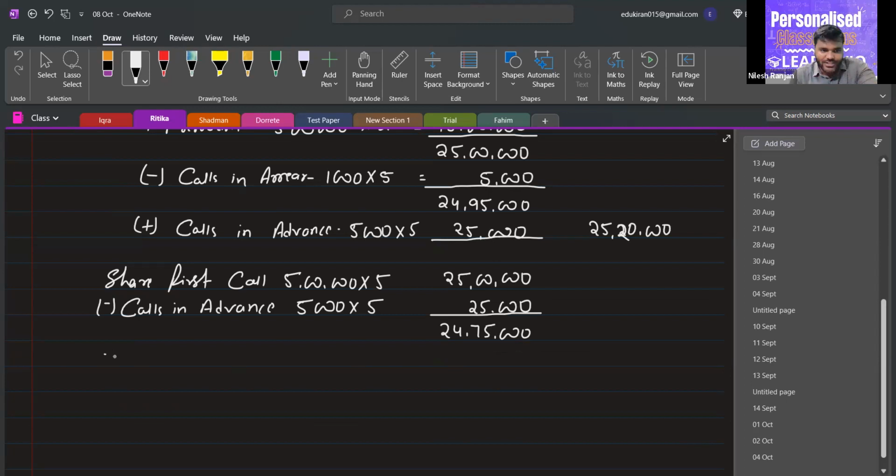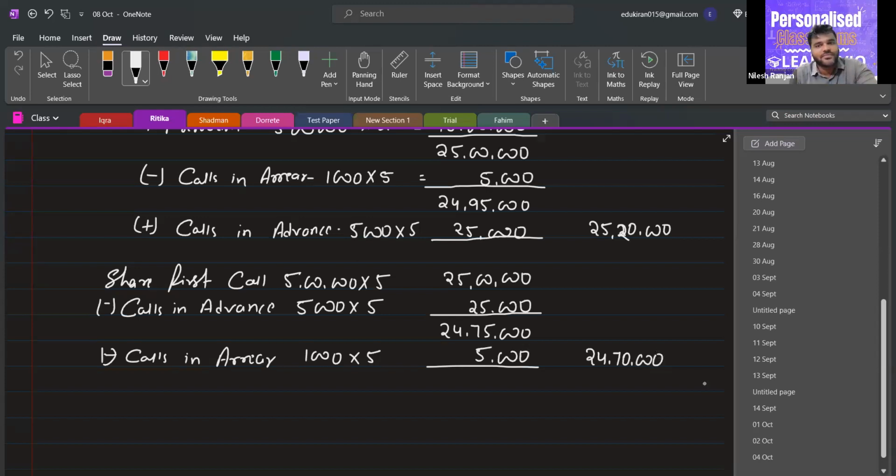There is one more calculation, calls in arrears, on the 1,000 shares. Yes. So these are the things that we get confused about, because we have done one adjustment, so we forget about the second adjustment that should be done. Clear?